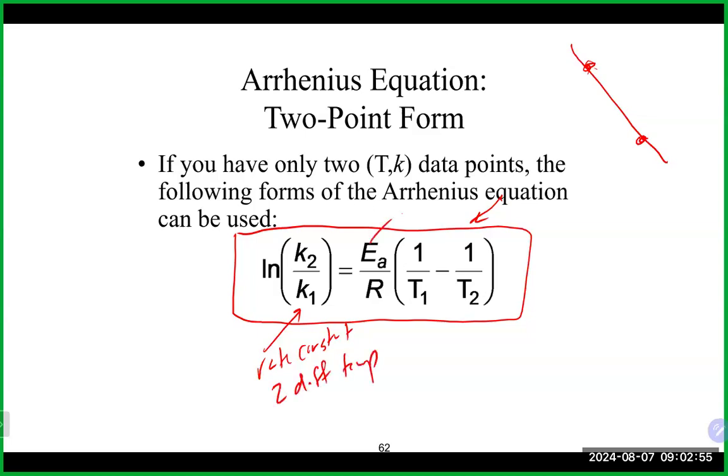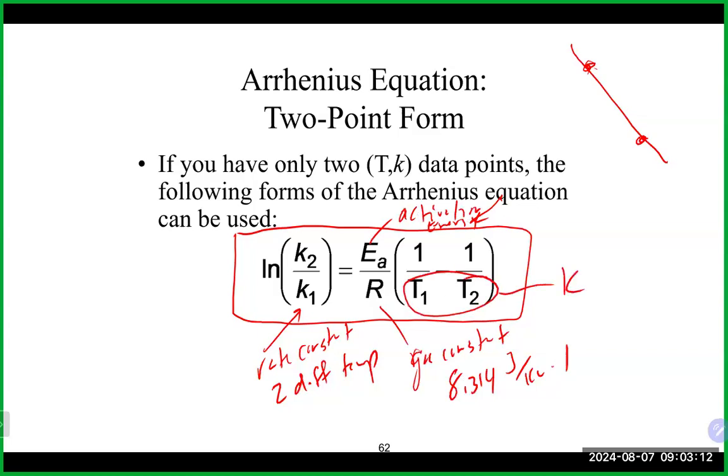This is our activation energy. That is our gas constant, which is again the one with energy. And these are our temperatures that do need to be in Kelvin. So this is more commonly used, probably, than the graphing aspect of it. You could just plug and chug into this equation.